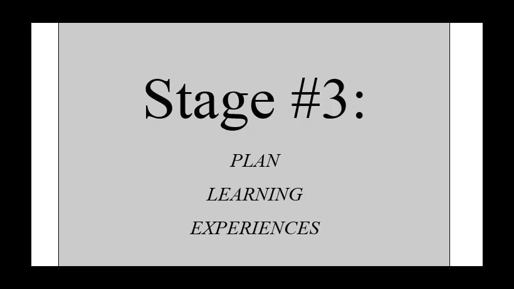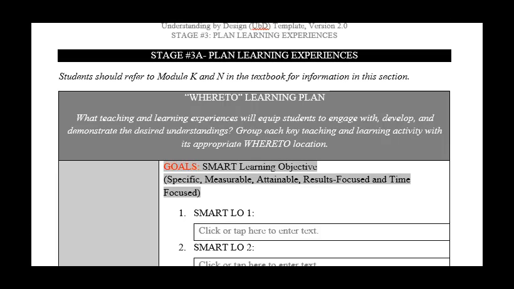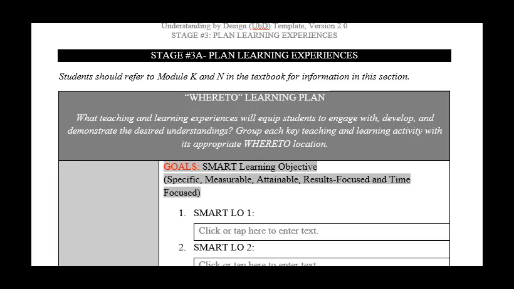Welcome to stage 3 of the Understanding by Design template. In stage 3, we will plan learning experiences. We will use the Where To learning plan. This acronym will walk us through the specific ways we can plan our lesson. Here, we will have teaching and learning experiences that will equip students to engage with, develop, and demonstrate their understandings of the lesson. We will group the teachings and activities with the appropriate Where To section.